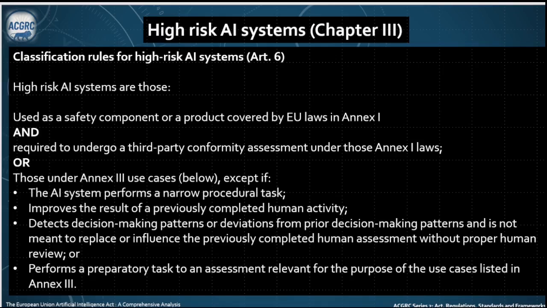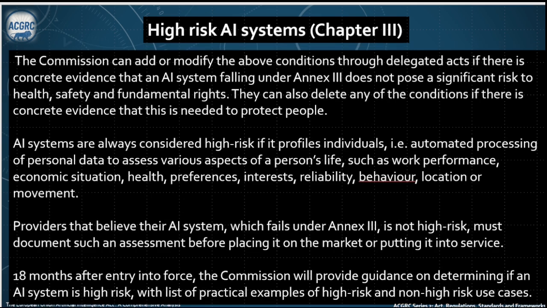Do note, in our earlier conversation on high risk AI systems, chapter 3, we had mentioned certain places where the systems might not be applicable as high risk. The decision on this applicability comes from the Commission. The Commission can add or modify the conditions through delegated acts if there is concrete evidence that an AI system falling under Annex 3 does not pose a significant risk to health, safety, and fundamental rights. They can also delete any of the conditions if there is concrete evidence that this is needed to protect people.